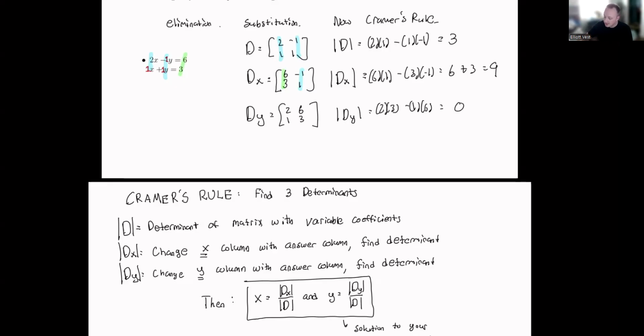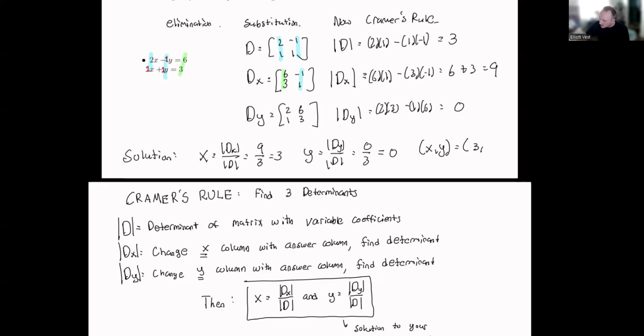Now we automatically get a solution. I just use this formula from Cramer's rule. X is equal to Dx over D, which is 9 over 3, or 3. Y is equal to Dy over D, which is 0 over 3, or 0. As a point, (x, y) is equal to (3, 0).